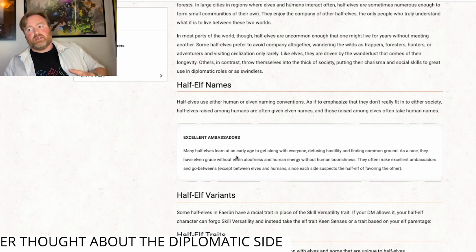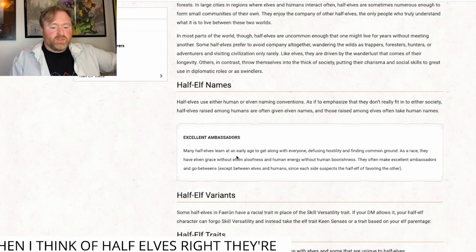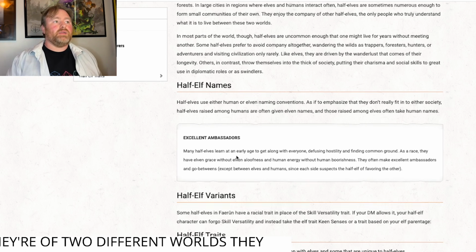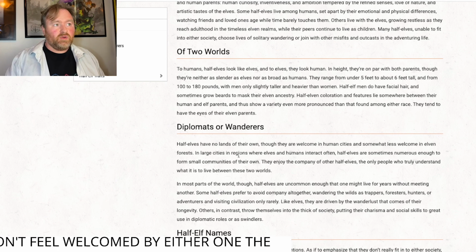I think about a lot of the stuff is what I think of when I think of half-elves, right? They're of two different worlds. They don't feel at home in either one. They don't feel welcomed by either one. The physical characteristics are all very familiar to me.